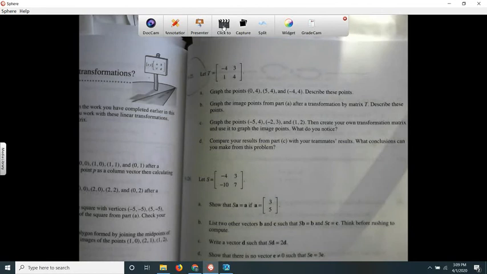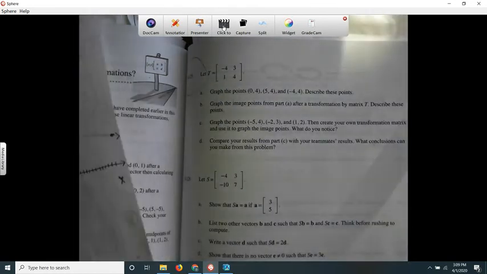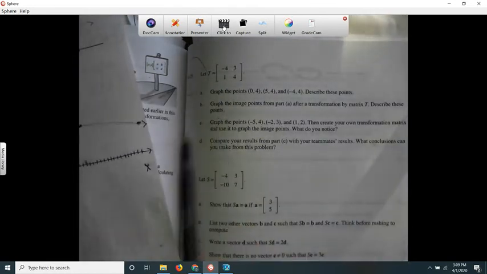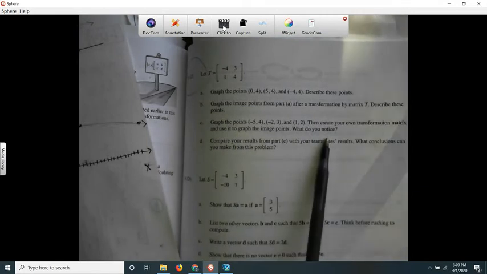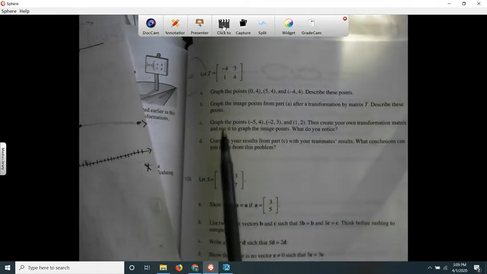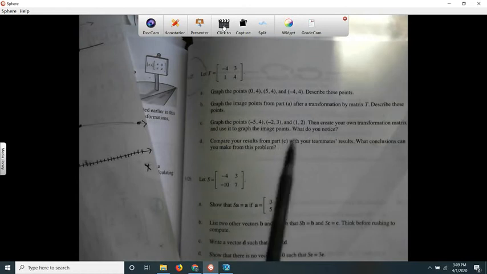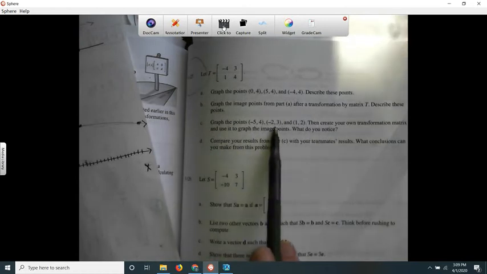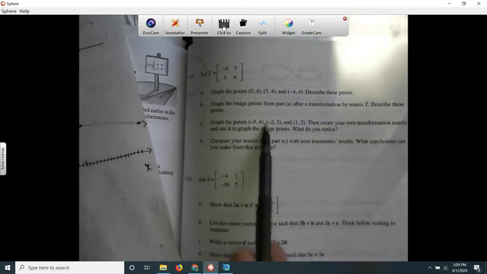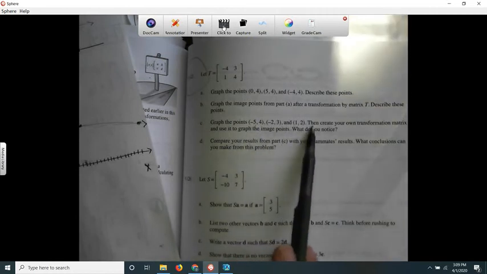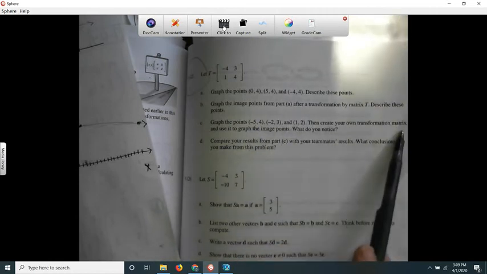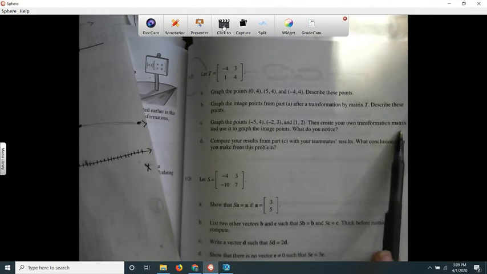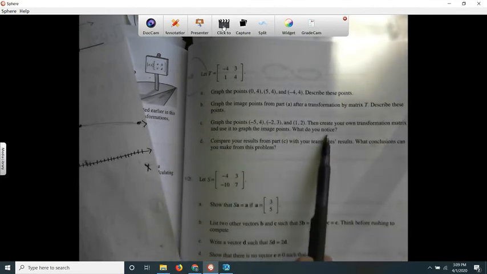And so letter B says graph it, describe the points. We're supposed to say that they are collinear. Now letter C says graph some more points. I'm going to leave that to you guys. Graph these 3 points. Create your own transformation matrix and use it to graph the image points. And then what do you notice?